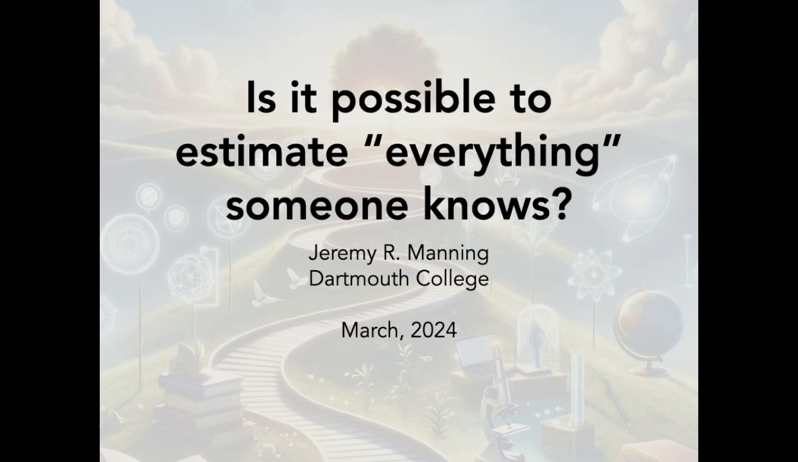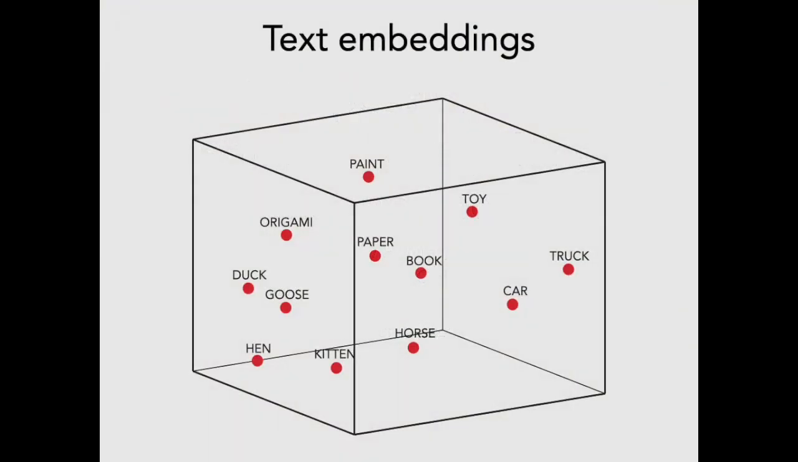I'd like to tell you about work my lab is doing on quickly estimating all of the knowledge someone has at one moment in their life. One approach we've developed uses text embeddings, which are the representations that live inside of large language models and give them their superpowers. Essentially, text embeddings take any text and turn it into a feature vector, such that text passages or words that are conceptually related, like duck and goose, get mapped onto nearby feature vectors.